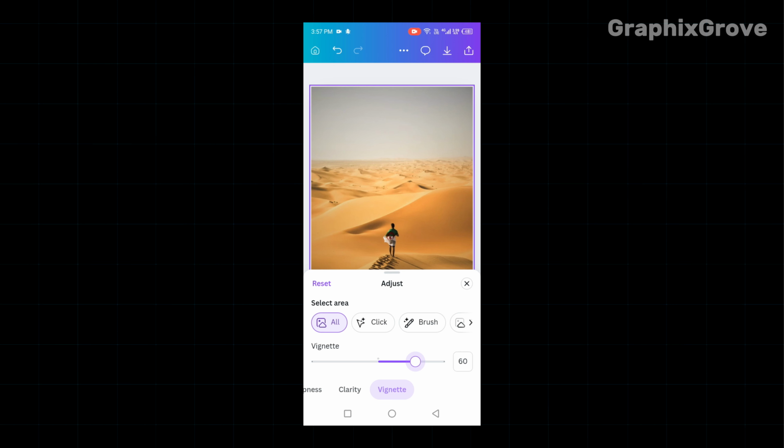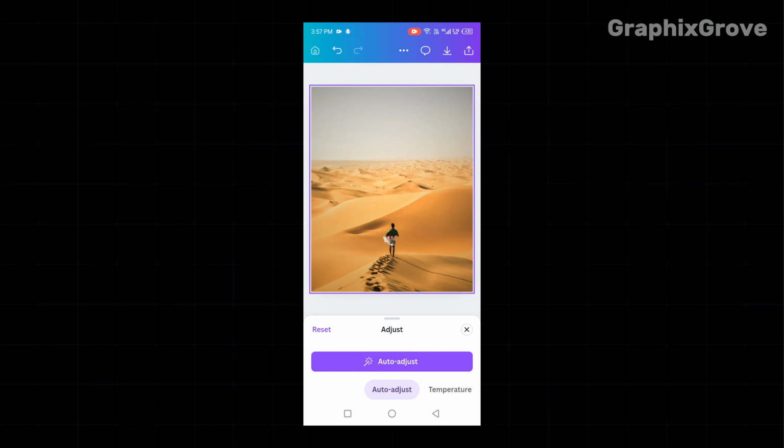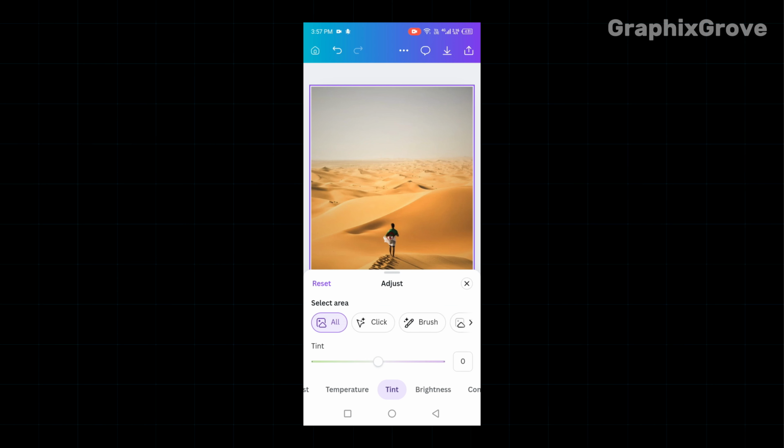The key here is subtlety. It's tempting to crank the slider all the way and get a heavy, dark border, but that can look artificial and distracting. Instead, nudge the slider just enough so the edges of your image gently fade. You will notice how the subject in the center suddenly feels sharper and more intentional without the viewer really knowing why. That's the beauty of a well done vignette. It directs the eye without screaming for attention.